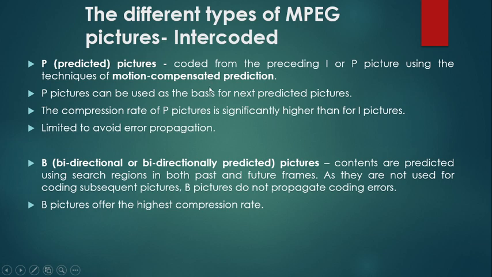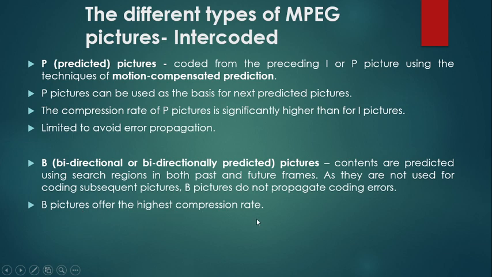So these are the characteristics of the P frames. And the next one is the B frame. Here the B frame contents are predicted using the search regions in both the past and the future frames. As such, B frames are not used for predicting other frames, so errors do not get propagated, and it offers the highest compression rate.